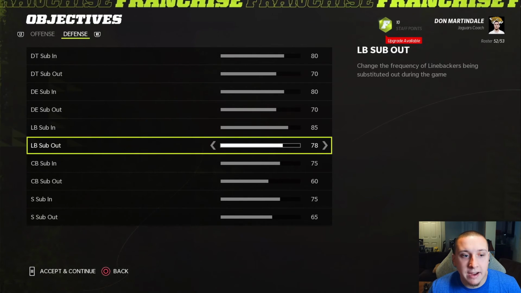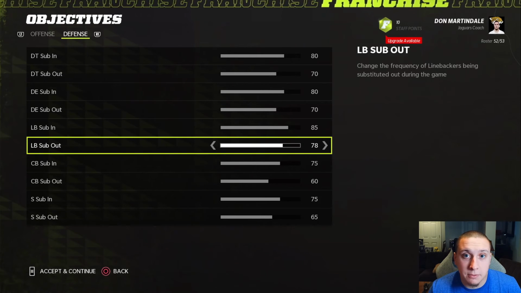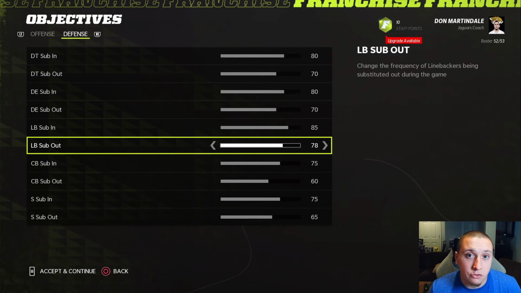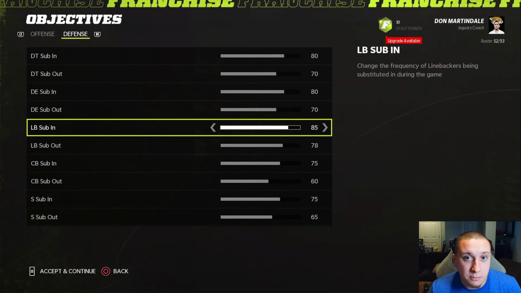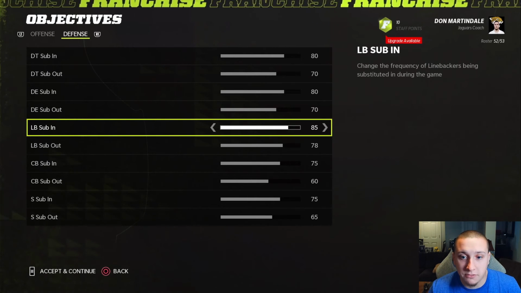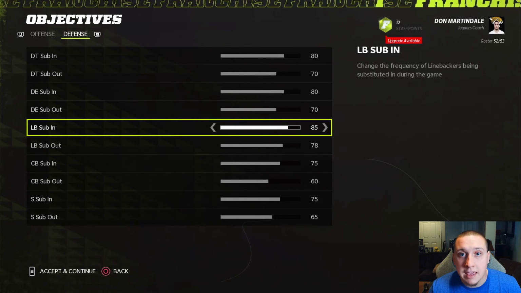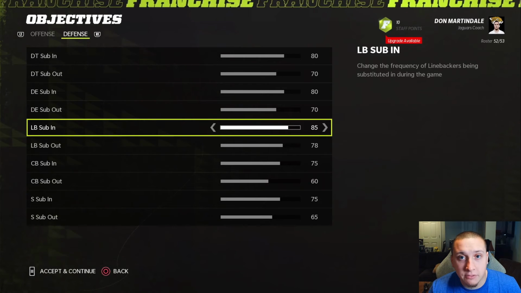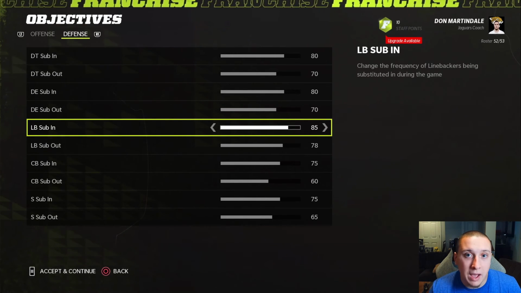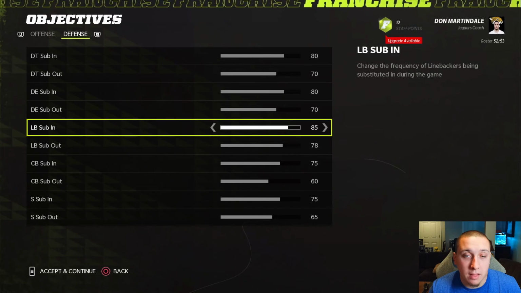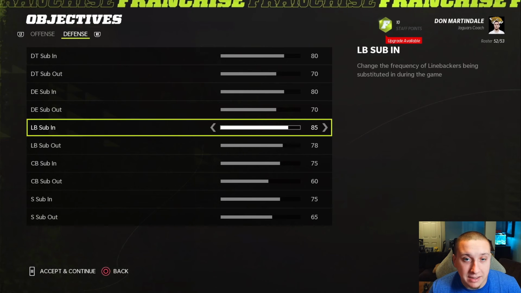When we go to linebackers, we're having them sub out if they get tired at a 78. They're much like a running back position where you'll see a noticeable difference if they drop into the 70s, and they'll sub back in at an 85. This is a position where you'll notice season-long fatigue, so you want to make sure that their sub-in number is monitored closely in relation to how fatigued your linebackers are throughout the season, so that you're making sure they have that sub-in number set well enough below what their max fatigue is so that you will see them come back into the game.